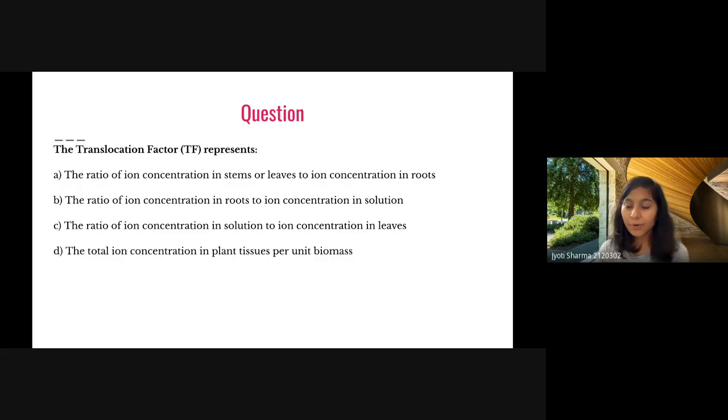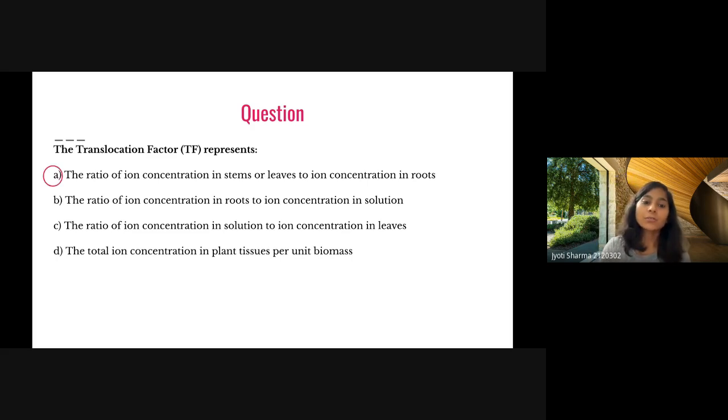Another factor that is important for the phytoremediation is translocation factor. And this is the ratio of ion concentration in stem or leaves to ion concentration in roots. The ratio of ion concentration in roots to ion concentration in solution, ion concentration in solution to ion concentration in leaves, the total ion concentration in plant tissue per unit biomass. So let me see the answers that you have given me. Priscilla gave me A, and Dia also gave me A.